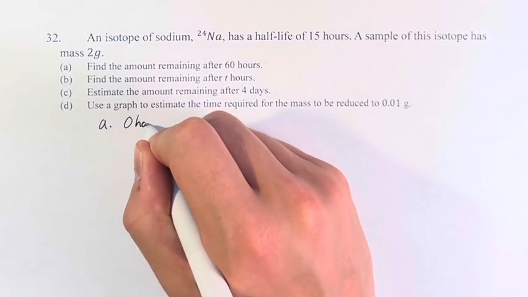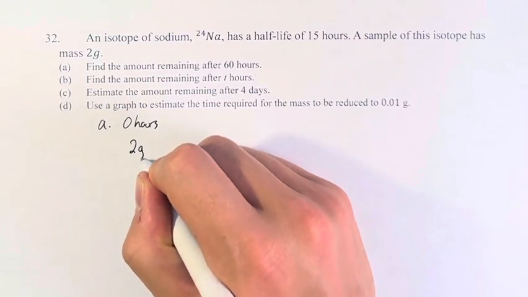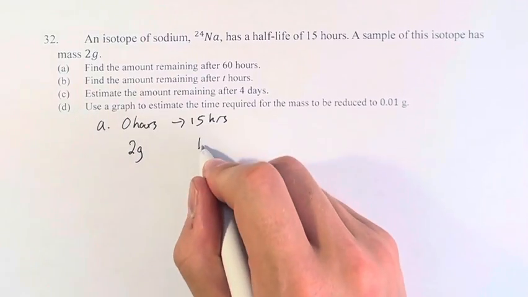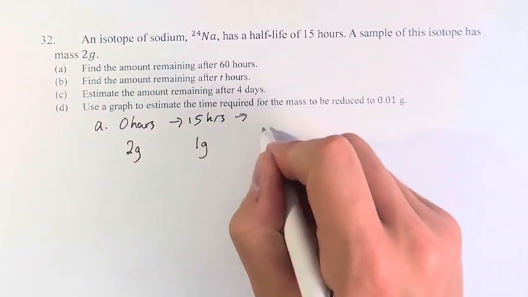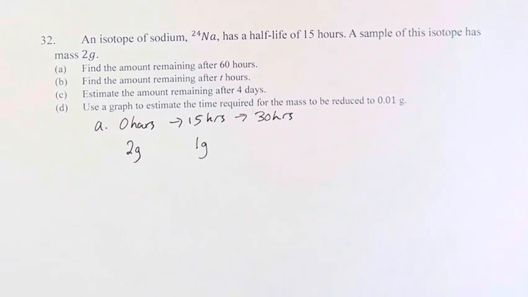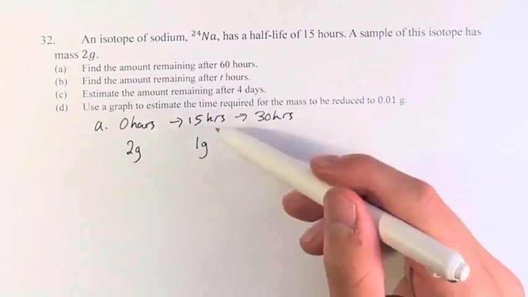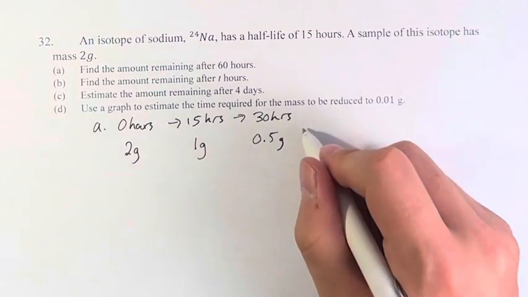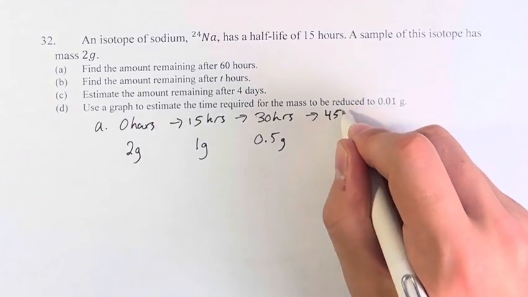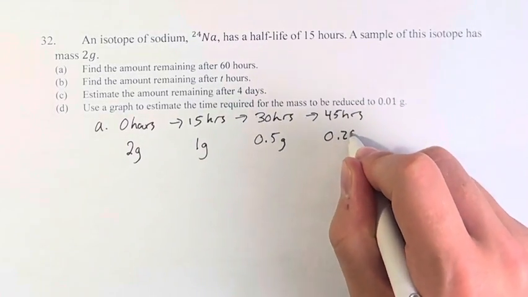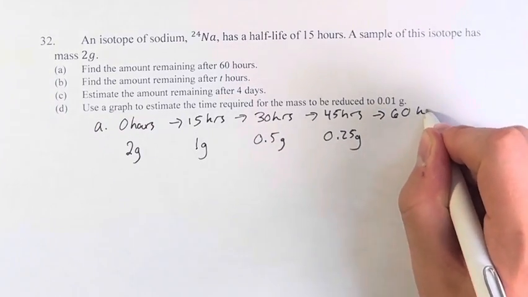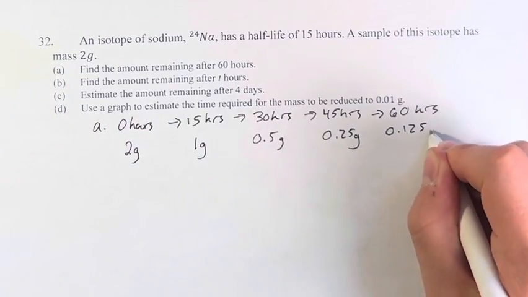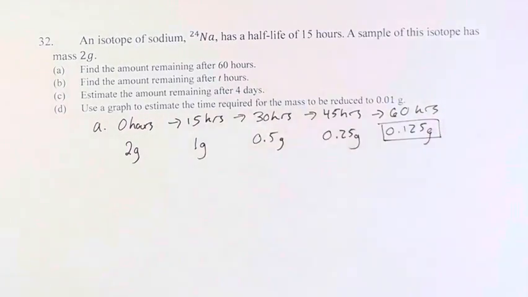So 0 hours in, the mass is 2 grams, right? That's what we're starting out with. And then 15 hours later, it's been halved, so 2 grams to 1 gram. Then we do another 15 hours, so 30 total, and the amount that was available at 15 is halved again, so 1 to 0.5. Next, 45 hours, halved again to 0.25. And finally, all the way up to 60 hours, halved once again from the 45-hour mark, and we get 0.125. So this is the amount remaining after 60 hours.